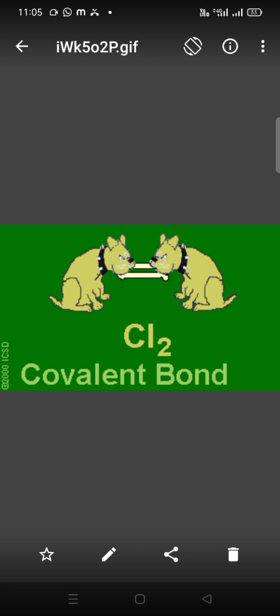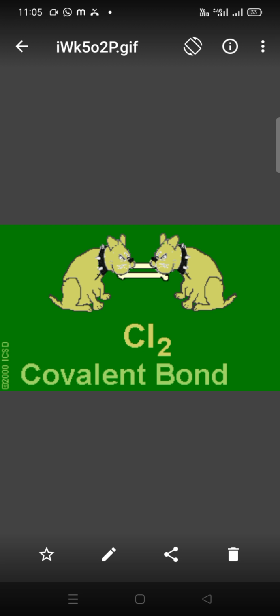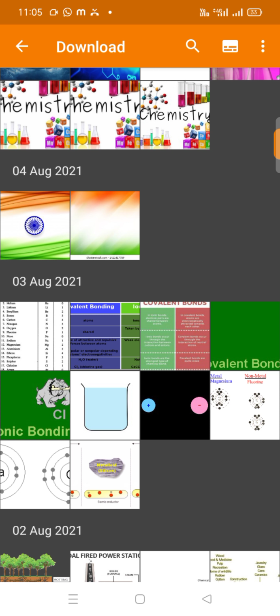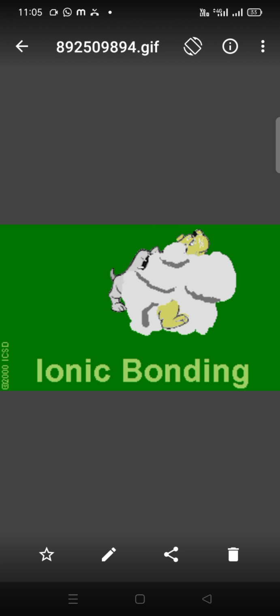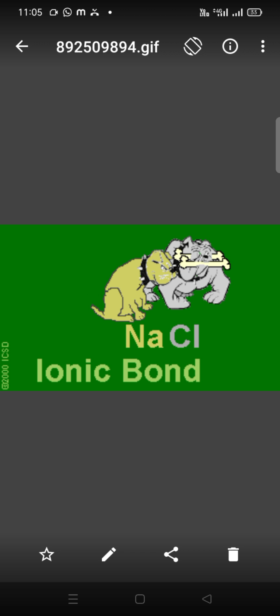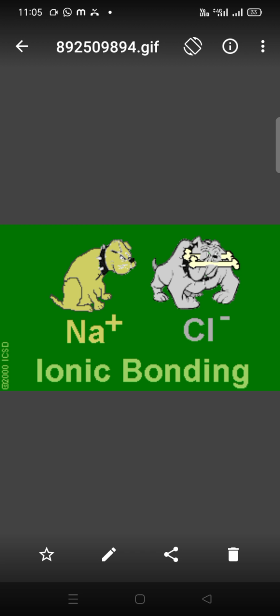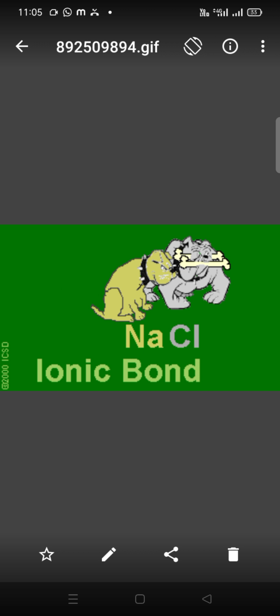Look at this. Covalent bond is by sharing. These two dogs are coming together and sharing their bone, and this is covalent bonding. Whereas look at this, ionic bonding is transfer of ions. Transfer of ions means one atom is giving away ions to the other. The elements which give away the ions are the metals, mainly all the metals. There are so many metals in the periodic table.